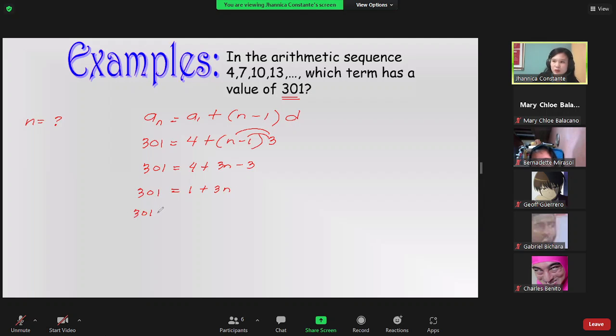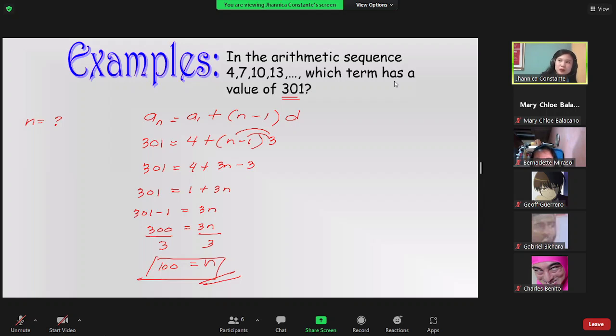So 301 minus 1 is equal to 3n. So we have 300 equals to 3n. Divide both sides by 3. So the position of the term that has a value of 301 is 100. So that's the position, the relative position of a term with a value of 301. Okay.